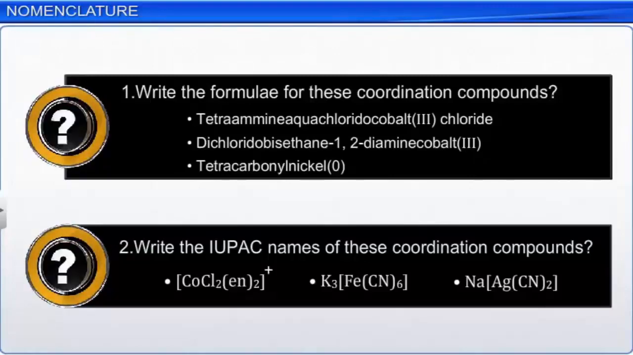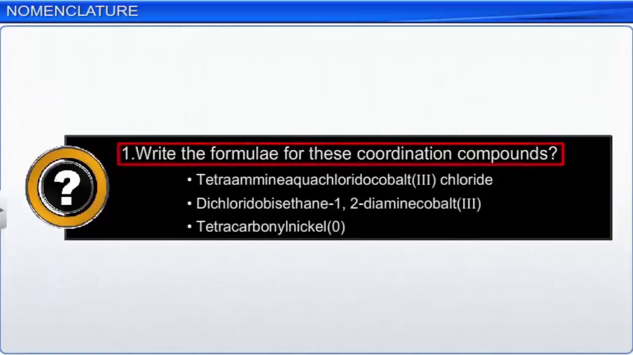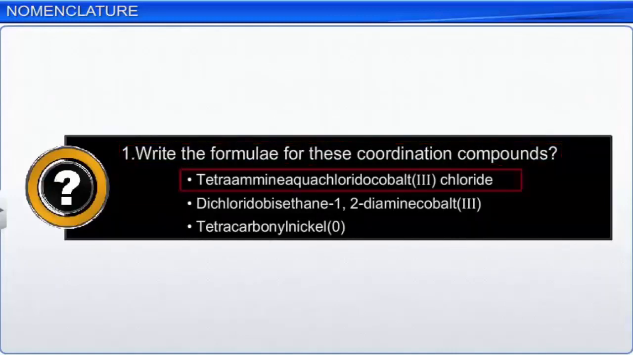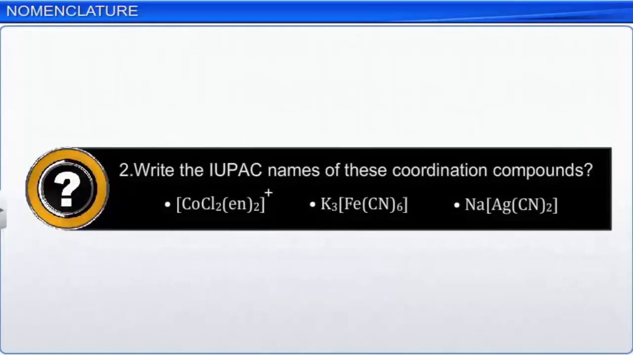Now is the time for practice. Apply IUPAC rules for writing the formulae in the first question and for writing the IUPAC names for the given complexes in the second question. Question 1. Write the formulae for these coordination compounds. Tetraamine aqua chloridocobalt(III) chloride. Dichlorido bis(ethane-1,2-diamine)cobalt(III). Tetracarbonyl nickel(0). Question 2. Write the IUPAC names of these coordination compounds.